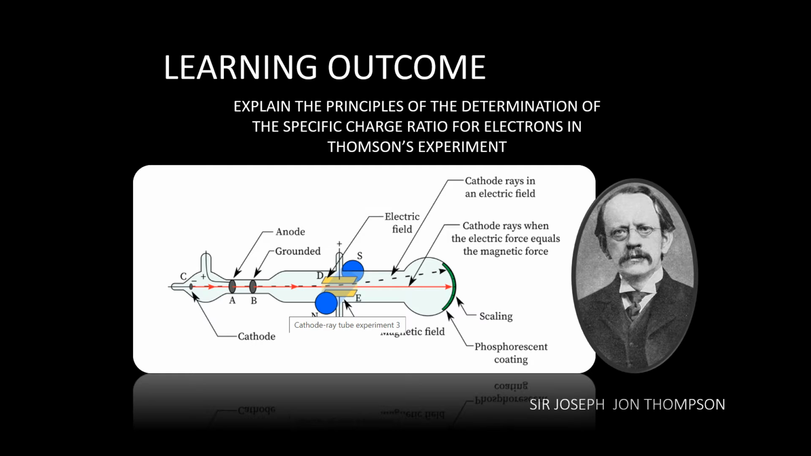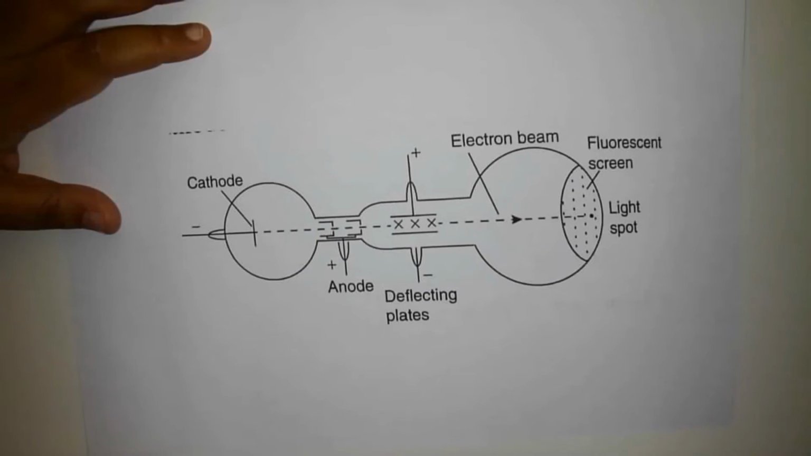In 1897, he showed that cathode rays were composed of very small negatively charged particles. These particles were later named electrons. The apparatus of his experiment is called the cathode ray tube. Here is the apparatus in Thomson's experiment.